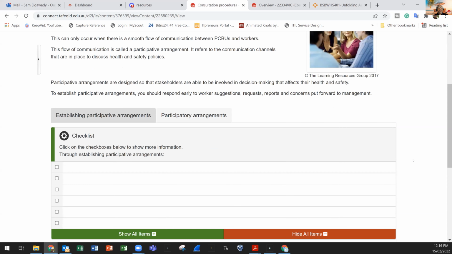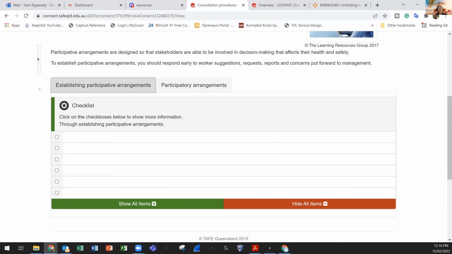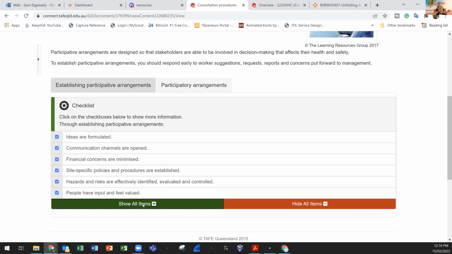So here we have the checklist. Let's have a look at what is there. I prefer to show all items. So ideas are formulated. So I have some ideas. I need to tell my manager, okay, let's move students away from the area where dangerous equipment is. Let's have a new way of connecting power cables to computers. So some ideas in the workplace.